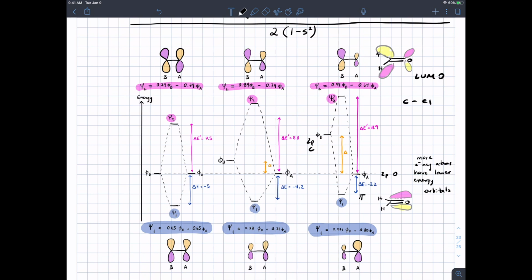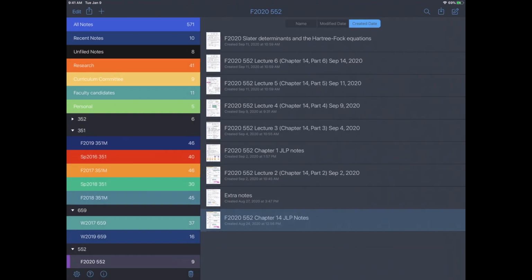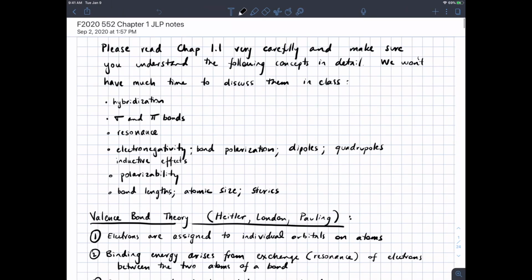Okay, what else? Okay, well, maybe a brief preview of Chapter 1. I'm still working on Chapter 1. I got 23 pages of notes so far. We won't do all of it.